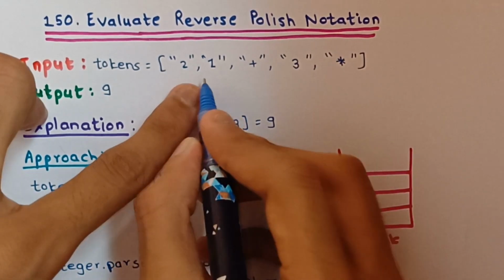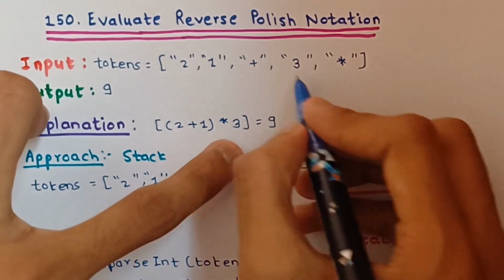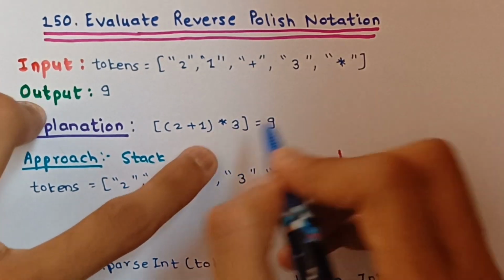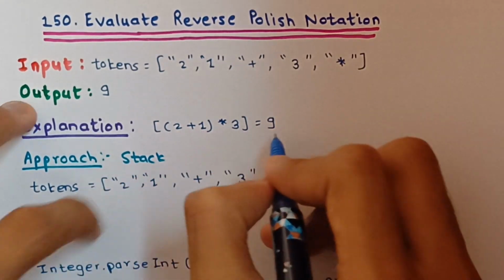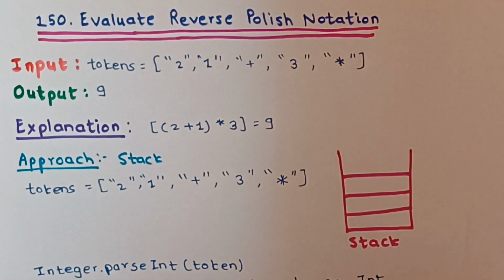Here is 2 and 1, and after that there is a plus operator, so we add them. Then there is an integer 3, and then there is a star. So (2 plus 1) star 3 equals 9. This is the problem statement. So let's see the approach.